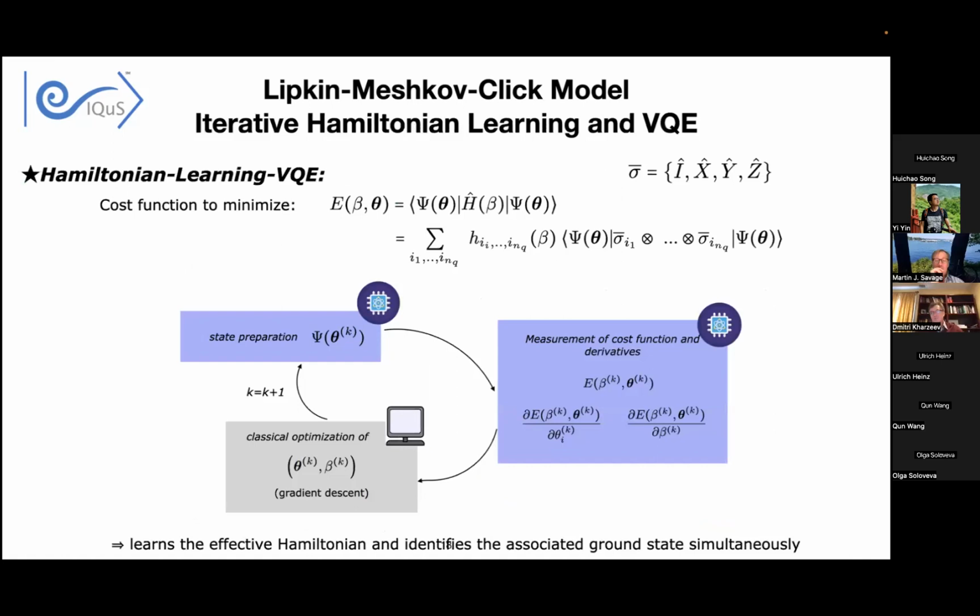So the method that we had then was to calculate the matrix elements of a Hamiltonian that depends on a parameter beta, that's not the full Hamiltonian but truncated down, and then a variational wave function. And so we'll go to the quantum device with a Hamiltonian at some beta and wave function at some theta, evaluate the energy and evaluate the derivative.